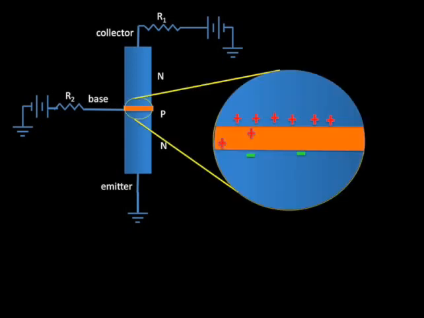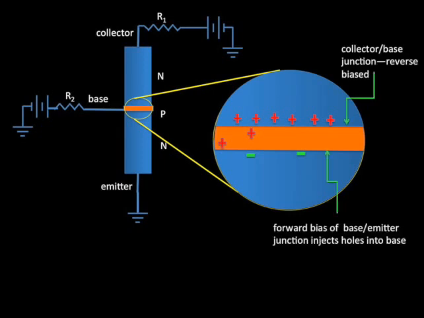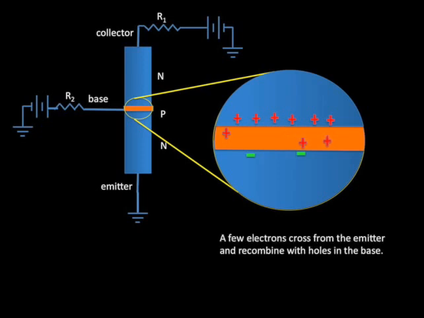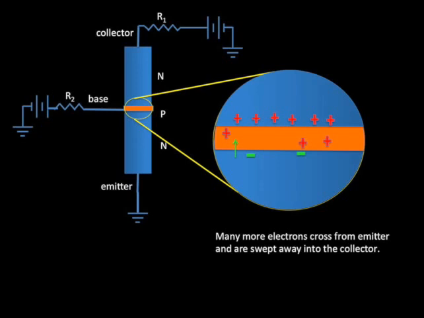Let's take a closer look at the base. The large positive voltage attached to the collector draws electrons away from that side of the base collector junction. When the base emitter voltage is forward biased, electrons are drawn away from the base toward the outer circuit. The holes left behind attract electrons from the emitter to cross the junction into the base. A very few of these electrons recombine with holes inside the base. However, because the base is so thin, many of the electrons are swept away into the collector.